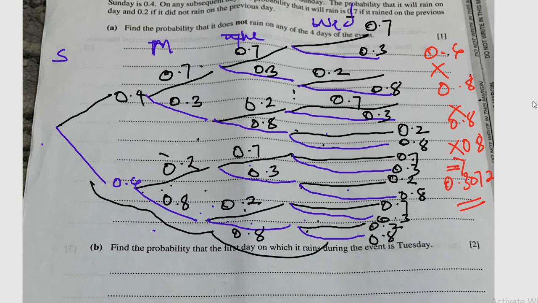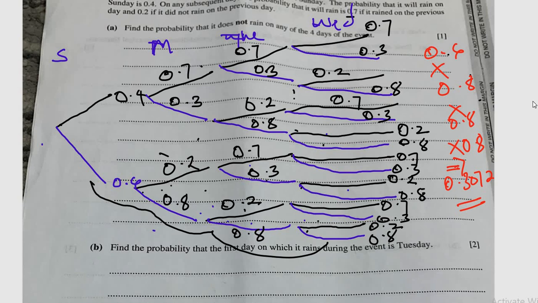Let's check this on 0.6. Monday it rained, 0.6 here. On Sunday it does not rain. On Monday it does not rain. Then it rained on Tuesday, 0.2. 0.6, 0.8, 0.2. The very first day it rained. Okay, check it. The very first day on which it rained is Tuesday, which means it does not rain on Sunday. It does not rain on Monday. The very first day we see rain is on Tuesday.